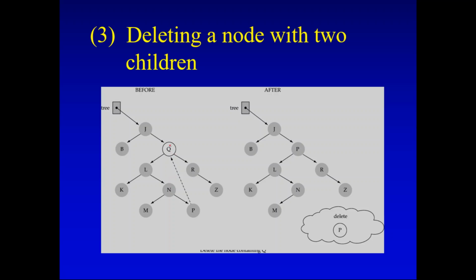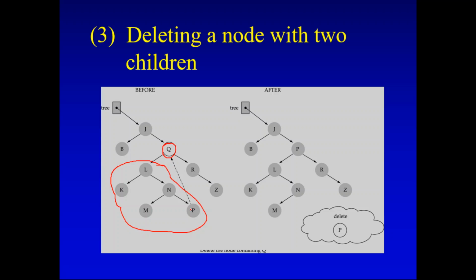The second method is replace Q with the infix predecessor of Q. You can replace Q either with the infix successor or infix predecessor. Okay, so what is the infix predecessor? Infix predecessor will be the node with the highest value of the right subtree.